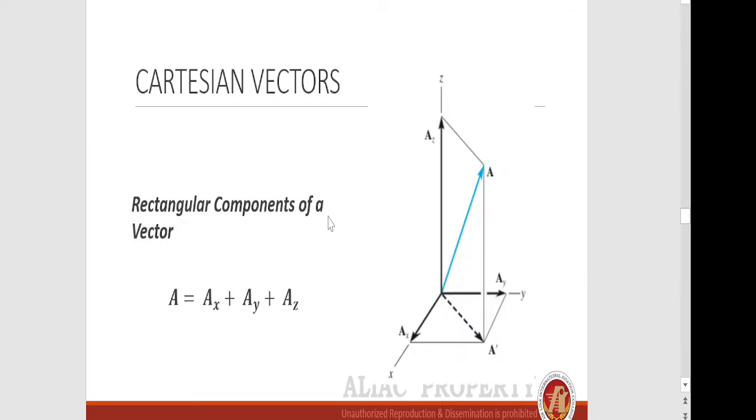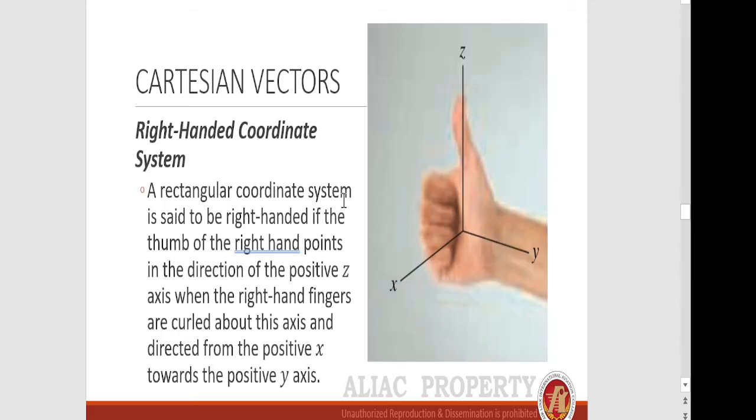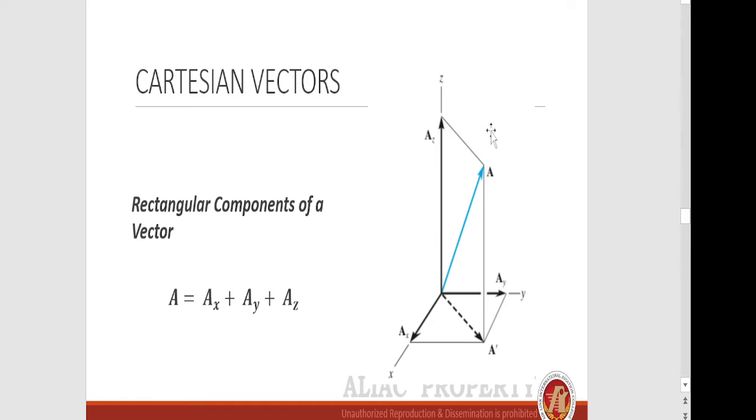Since it has 3 coordinates, that means 3 directions, and a fixed vector, because it will indicate the fixed point. For the rectangular components of the vector, you can solve by using the sum of those 3 axes: the vector in the x-axis plus the vector in the y-axis and the vector in the z-axis. That should equal the resultant vector A.